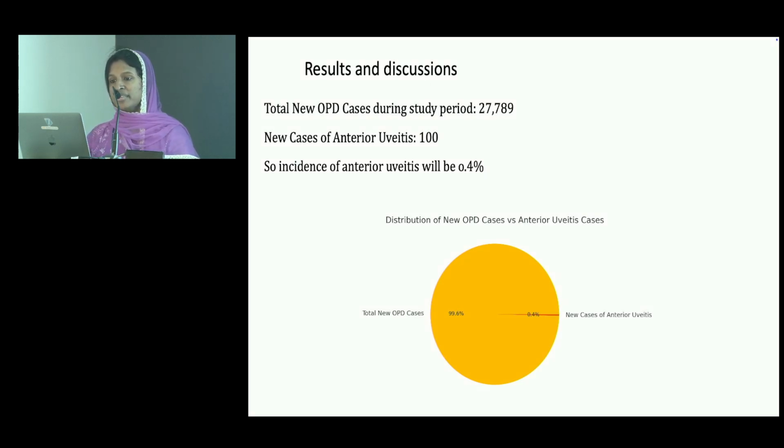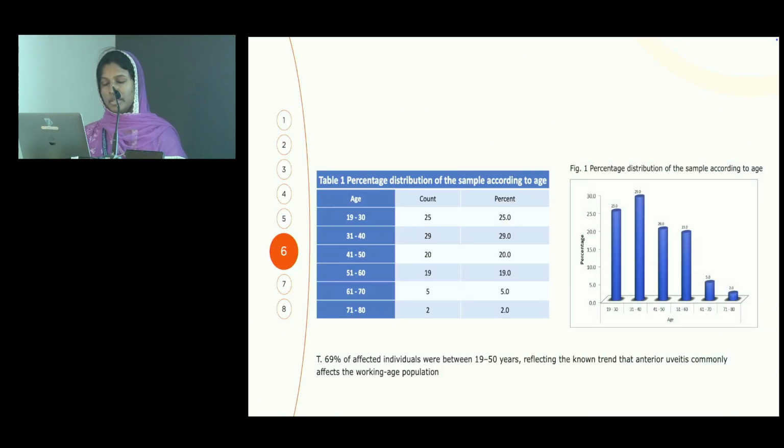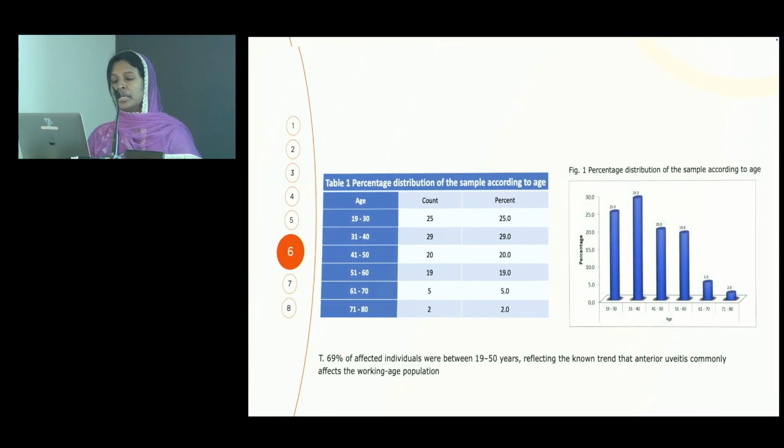Total new OPD cases during the study period were 27,789. Among these, new cases of anterior uveitis were 100. So the incidence of anterior uveitis is 0.4%. This is a table showing percentage distribution of the sample according to age. About 69% of the affected individuals were between 30 to 50 years, reflecting the known trend that anterior uveitis commonly affects the working age population.